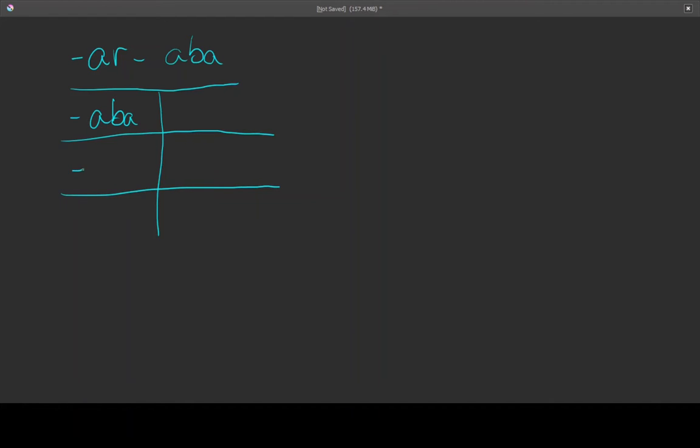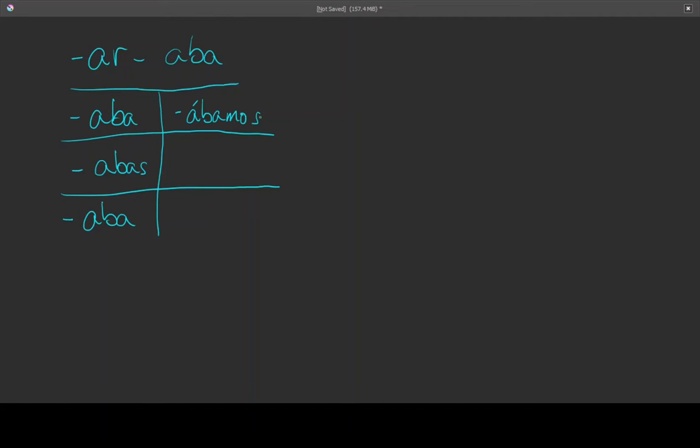When you do the tú form, you take that same thing, aba, and you just modify that slightly to make it a tú form verb. So it's going to be abas. When you do the él, ella, usted form, this one is going to be identical to the yo form, so just aba again. When you put it in the nosotros form, it's going to be ábamos.